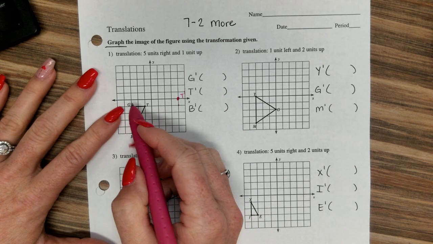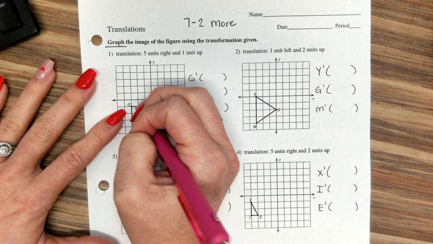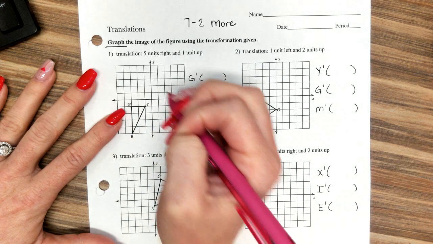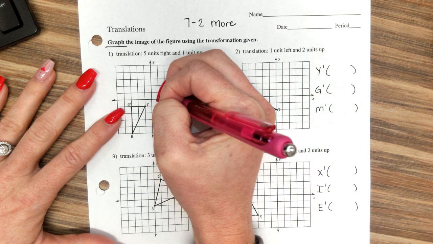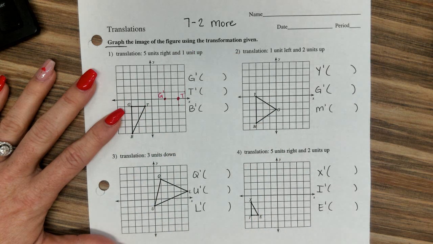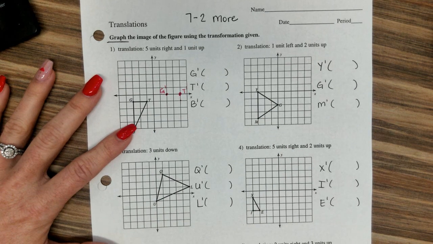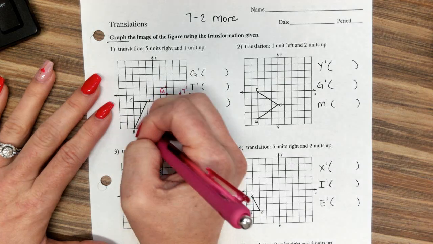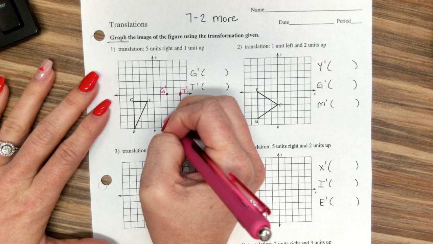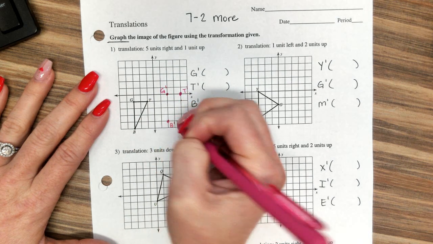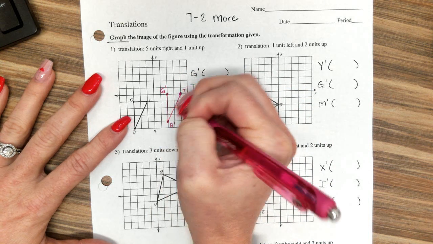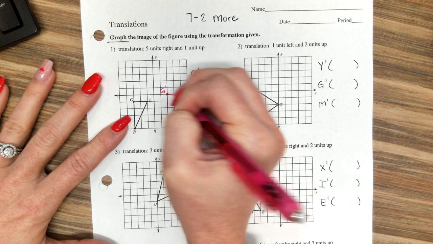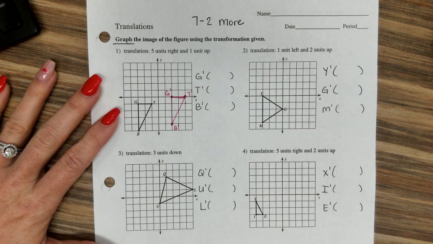All right, for the G, I'm going to go 5 right. 1, 2, 3, 4, 5, up 1. And I'm going to put, it is the new G. Same thing with B. 5 right, 1 up. 1, 2, 3, 4, 5, 1 up. I'm going to label it's the new B, and then I'm going to connect the dots. Okay, that's one thing I'm going to be looking at to grade.